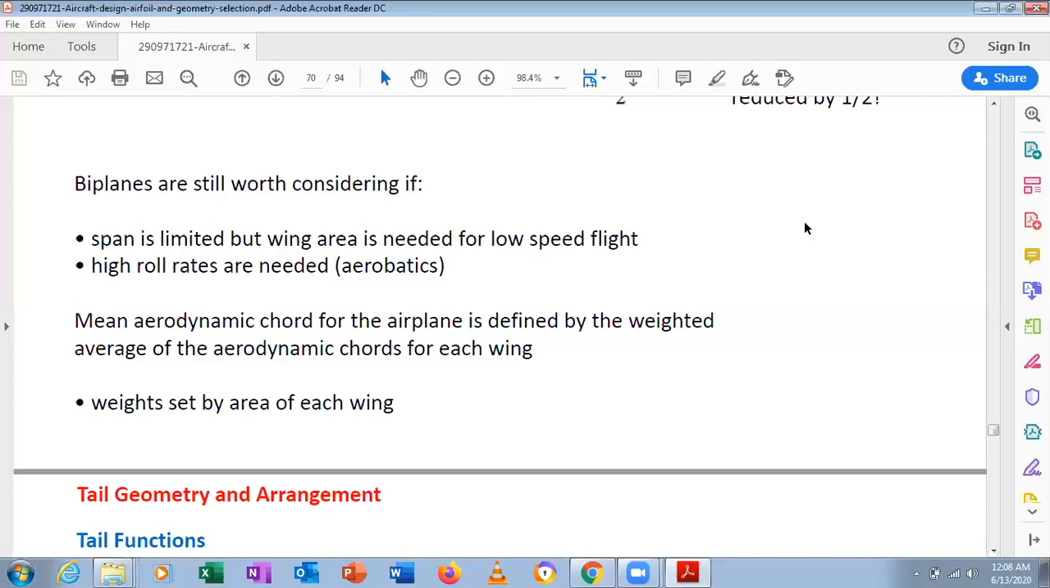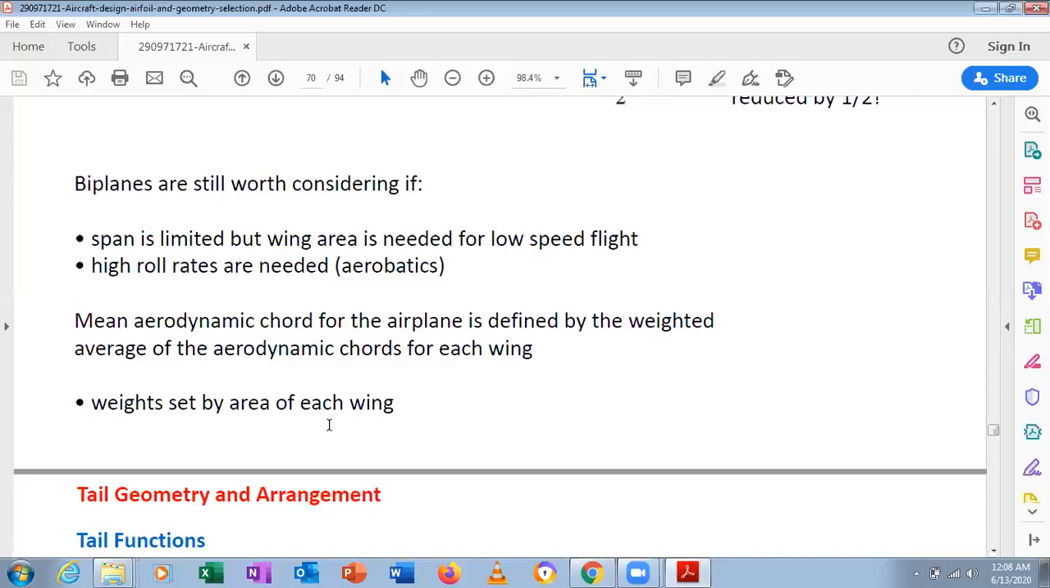So see, biplanes are still worth considering if span is limited but wing area is needed for low speed flight and high roll rates are needed, that is for aerobatics. And mean aerodynamic chord for airplanes is defined by the weighted average of the aerodynamic chords of each wing, weighted by the area of each wing.